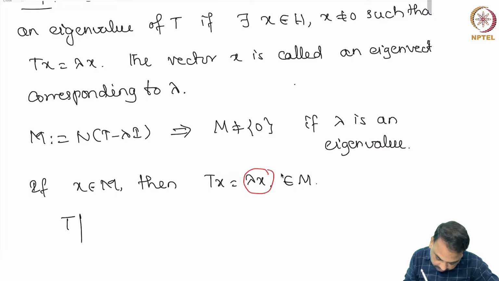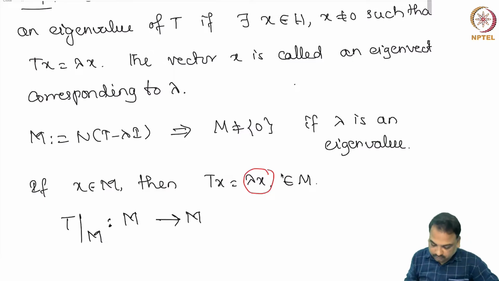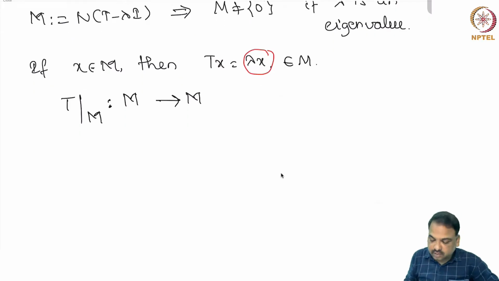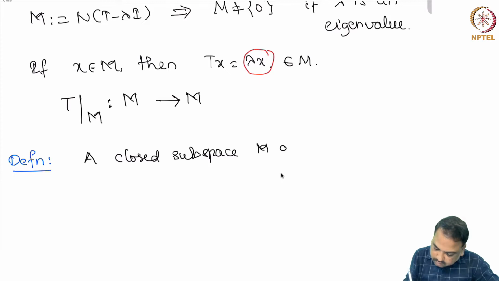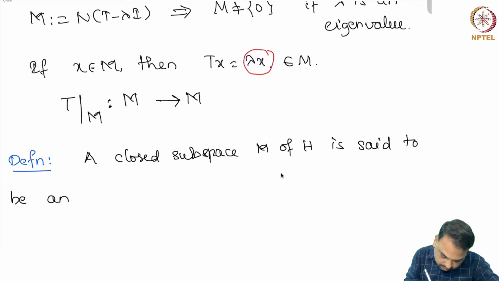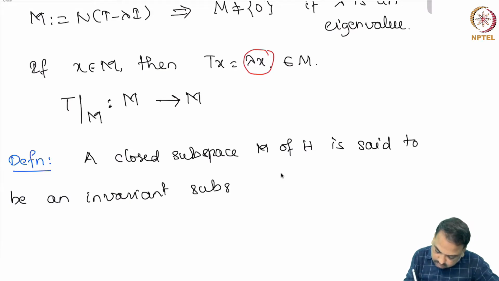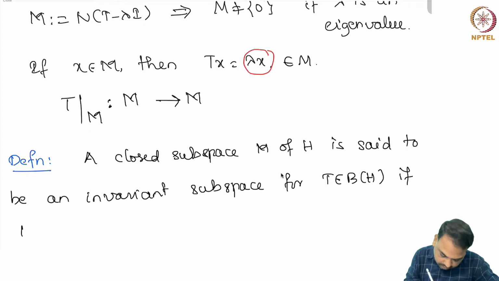So if you restrict the operator to M, this is a map from M into M. Such a space we call an invariant subspace of T. Definition: a closed subspace M of H is said to be an invariant subspace for T in B of H if T of M is contained in M.